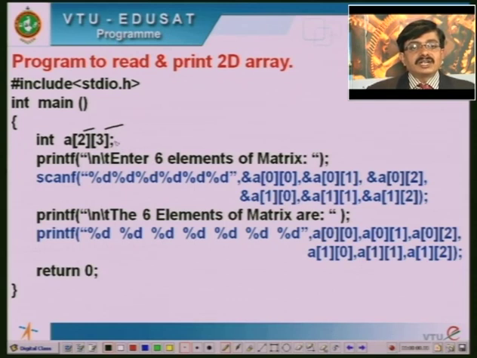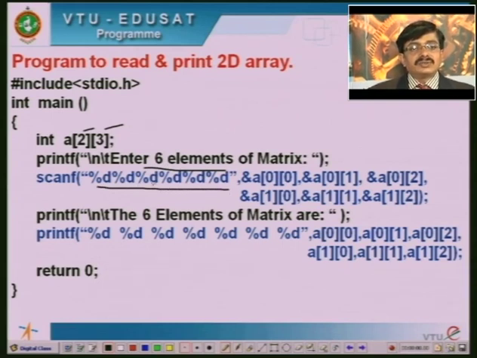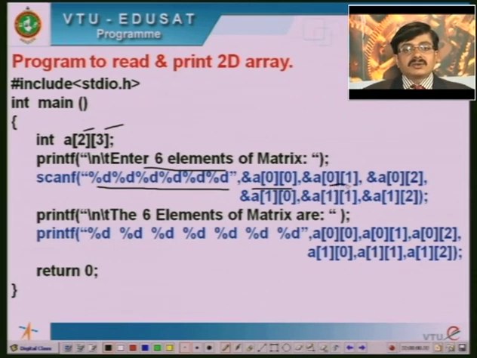Here I make a printf statement: enter 6 elements of the matrix. There exist 6 elements, so we are asking for the 6 elements of the matrix. Here I am providing 6 percentage Ds for each of the elements of the matrix. Here I provide the address of the 0th row, 0th column element, the address of the 0th row and first column element, similarly the 0th row second column element, and similarly we take the elements of the second row also, that is address of A of 1 0, address of A of 1 1, address of A of 1 2.